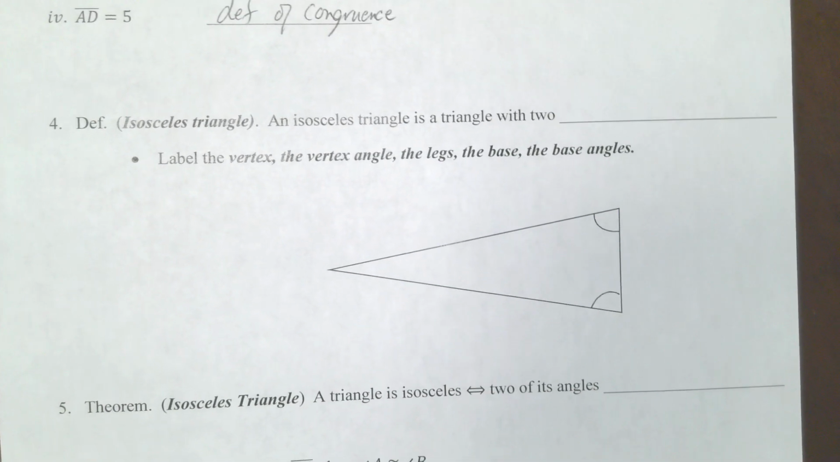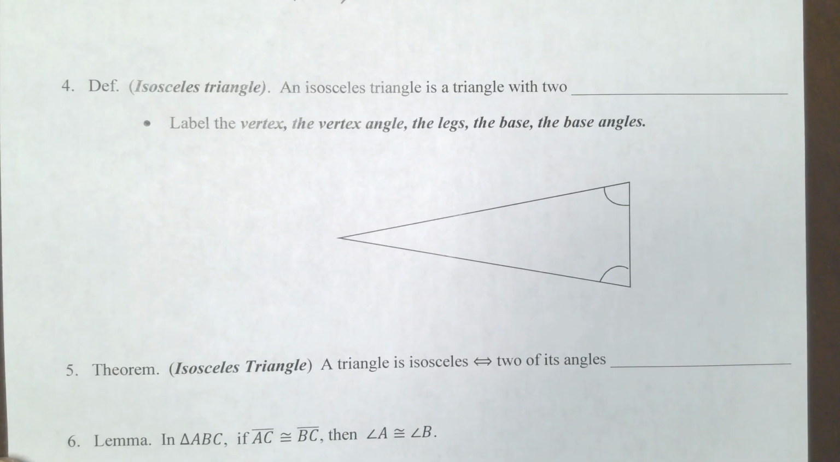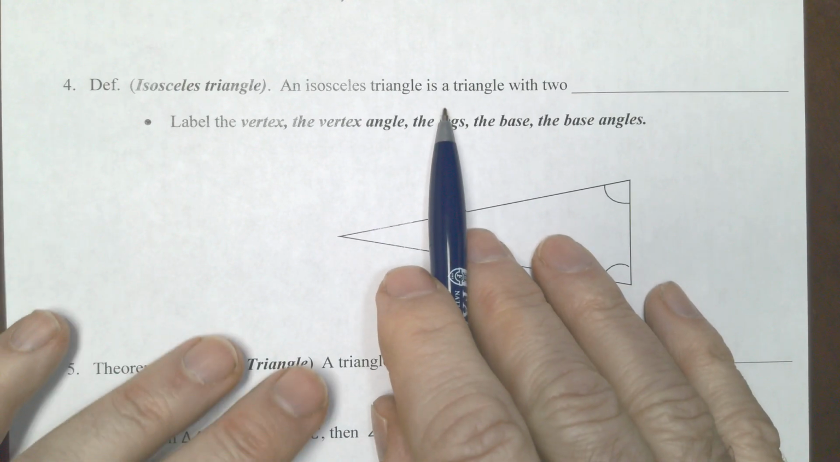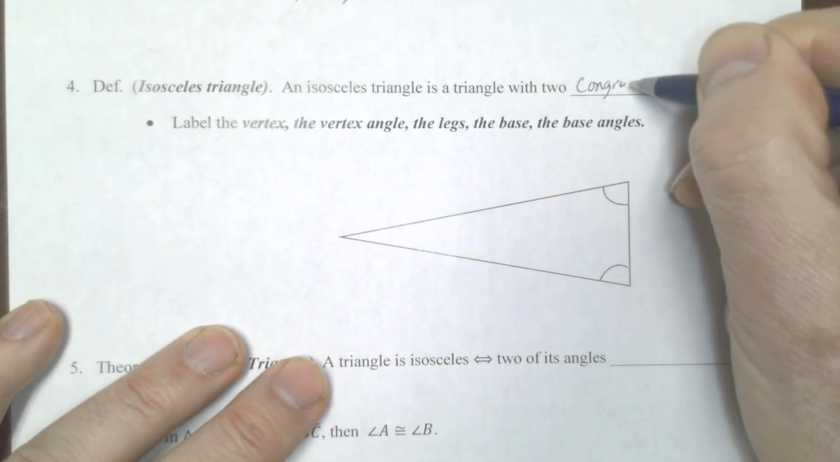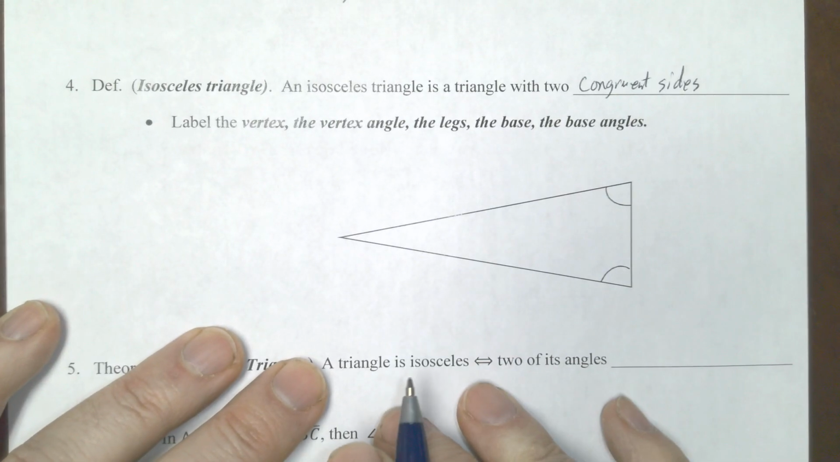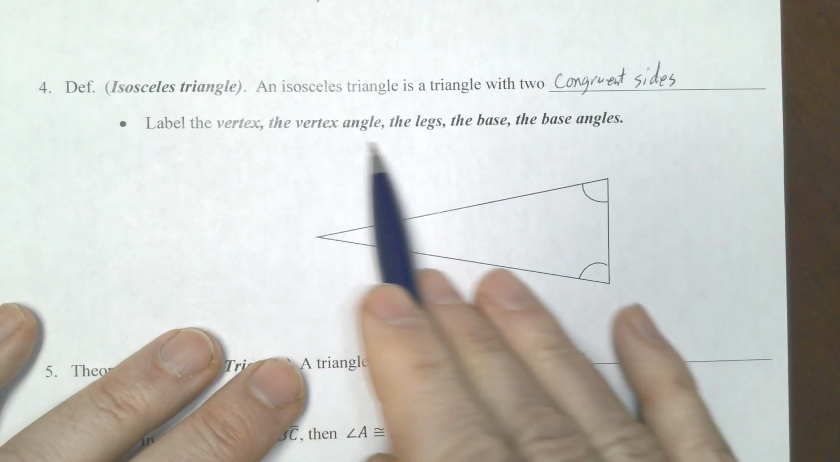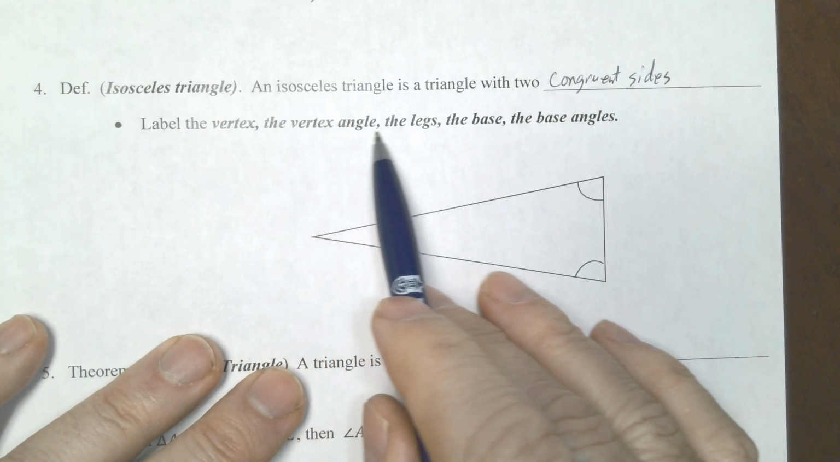Next, let's look at the definition of an isosceles triangle. You probably already know this. An isosceles triangle is a triangle with two congruent sides. And here are some terms we need to know about isosceles triangles. Let's label all of these.